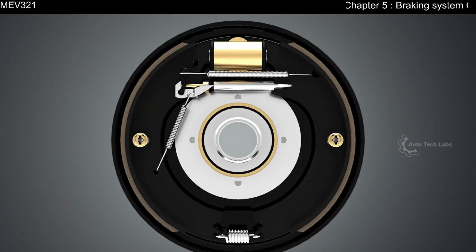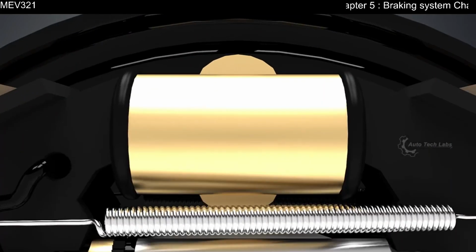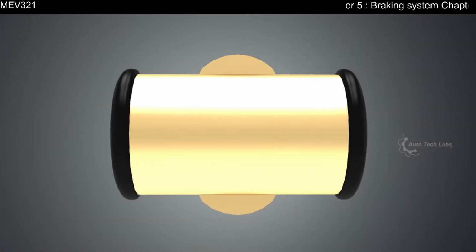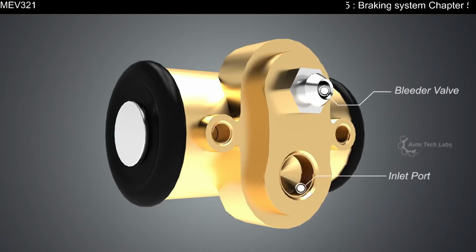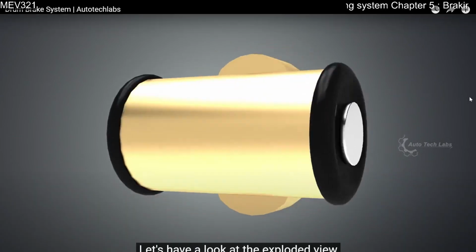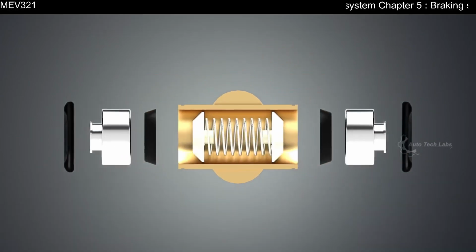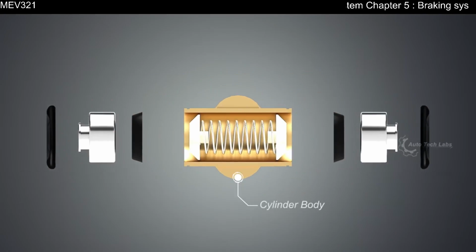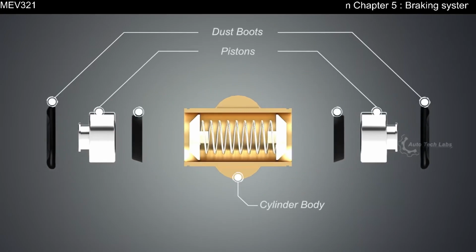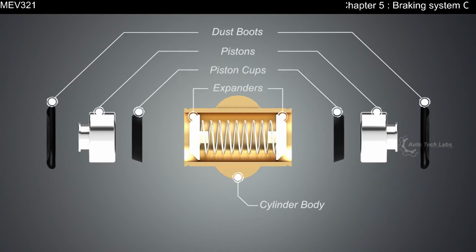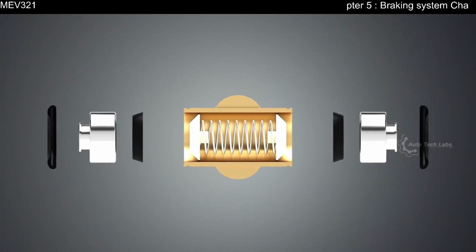The wheel cylinder receives the force that we apply on the brake pedal. At the back of the wheel cylinder, there is an inlet port to receive the fluid, and a bleeder valve to remove air in the system. Let's have a look at the exploded view. The cylinder body, dust boot, pistons, piston cups, piston cup expanders, return spring.